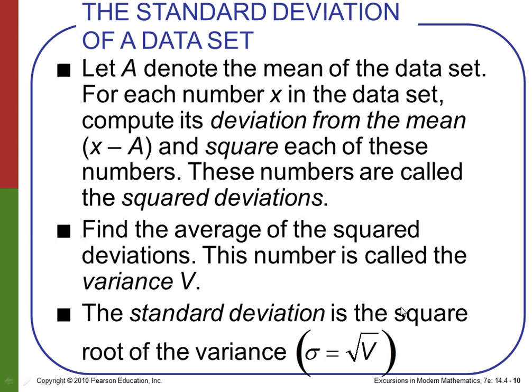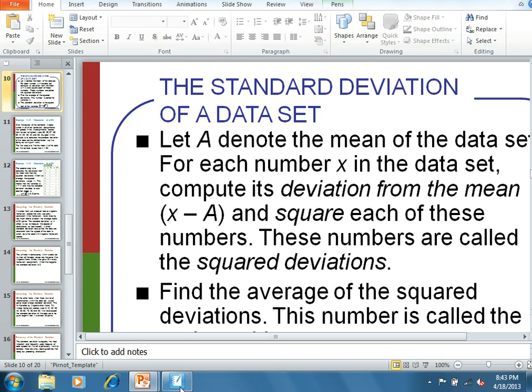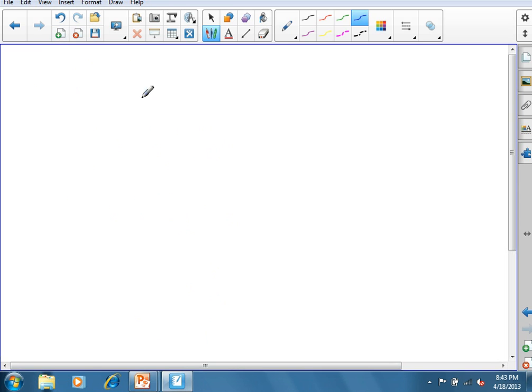Isn't that lovely? Do you think we can do that quickly? Let's see. So we'll come up with some data set. So I got 1, 2, 3, 4, 5. Okay. So what's the average? What's the mean? 3. All right, so I'm going to find the variance.